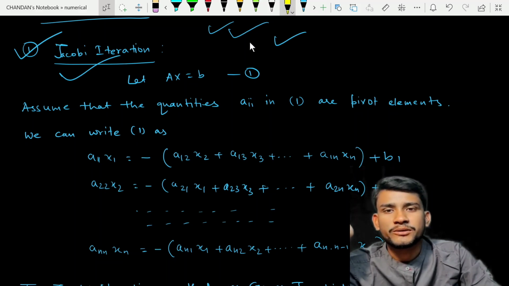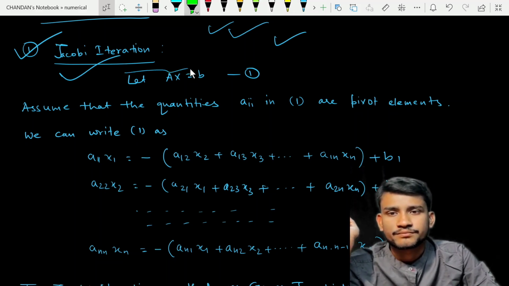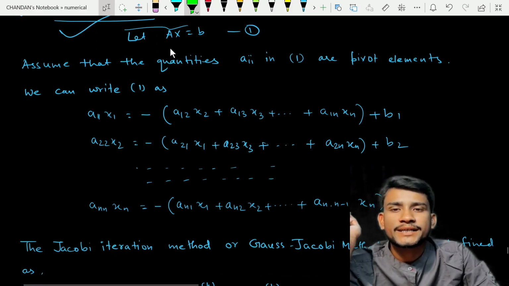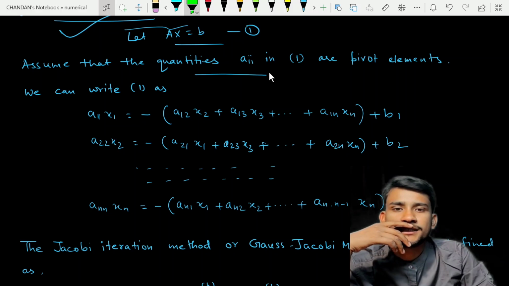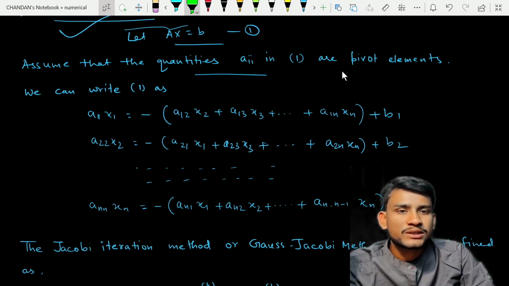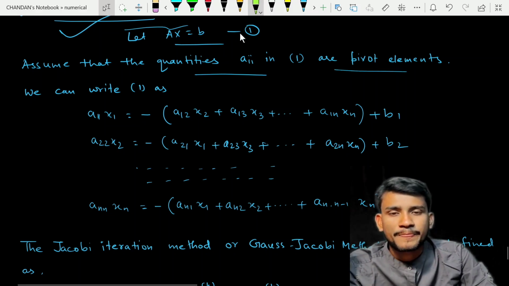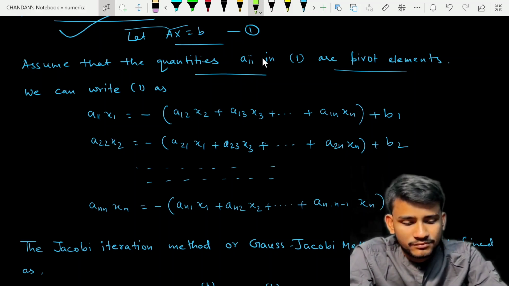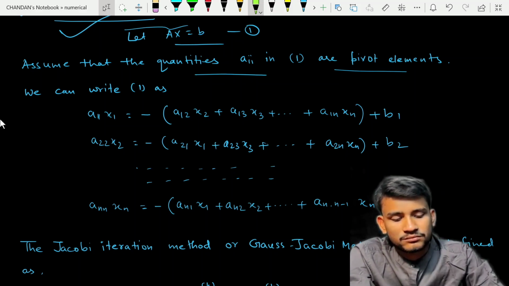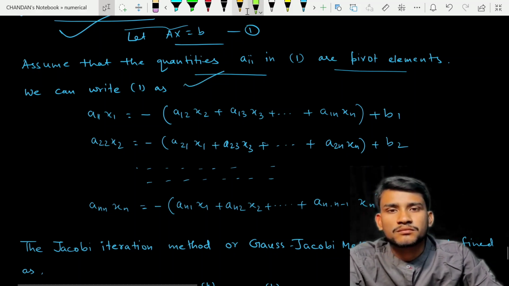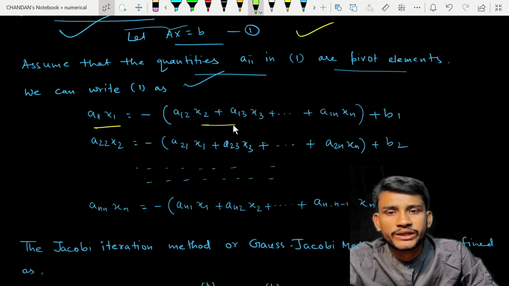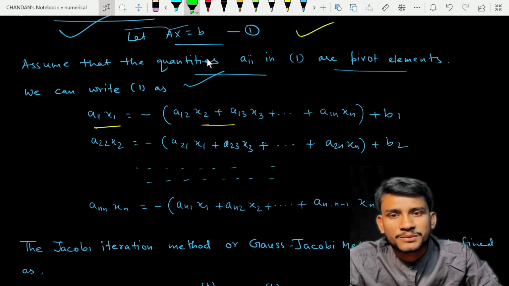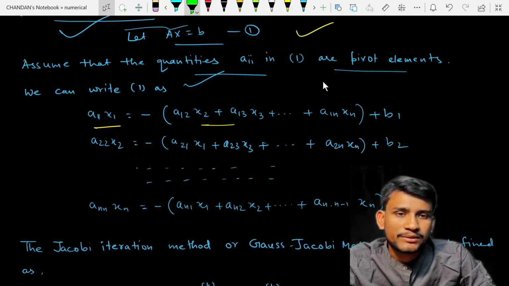Jacobi iteration method. Let Ax equal to b be a system. Assume the quantities a_ii in equation 1 are pivot elements. Suppose we write Ax equal to b, that means what?